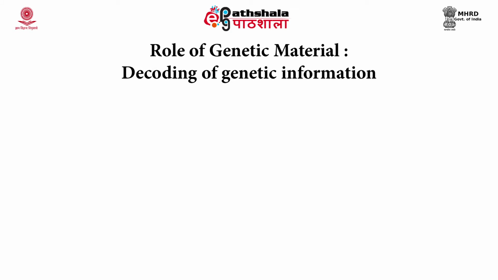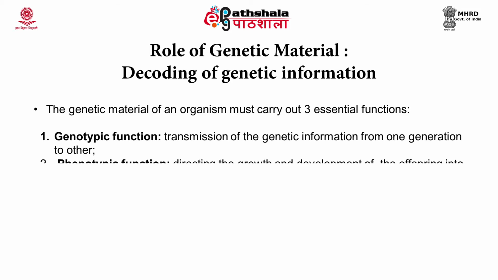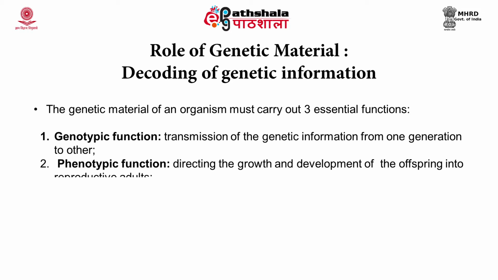Role of genetic material. It is decoding of genetic information. The genetic material of an organism must carry out 3 essential functions. Primarily, the first function is the genotypic function, which is the transmission of genetic information from one generation to the other. The second prominent function is the phenotypic function, which directs the growth and development of offspring into reproductive adults.